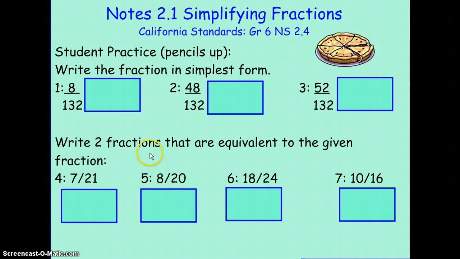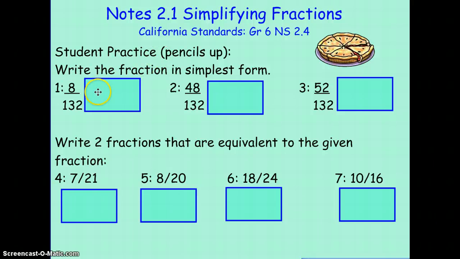The second part, write the 2 fractions that are equivalent to the given fraction. There are millions and billions of fractions that are equivalent. Okay, I'm going to show you an example of 2 that are close to these fractions that I don't have to do much work for. But remember, you may not have exactly the same answers. So go ahead, pause your video, restart it when you're ready to see the answers.